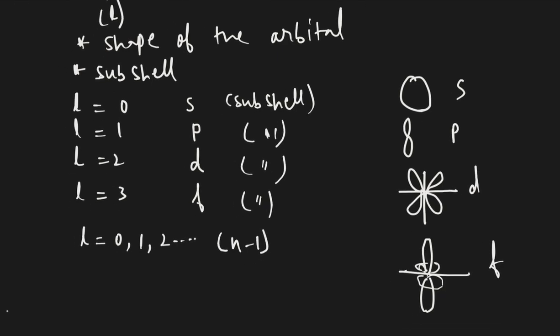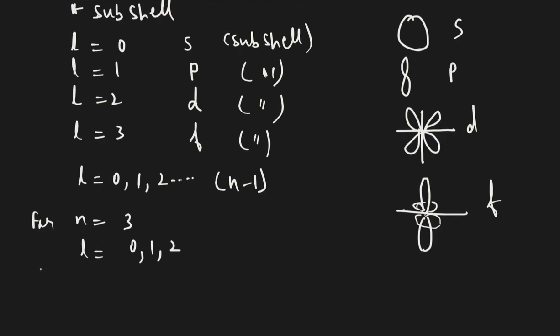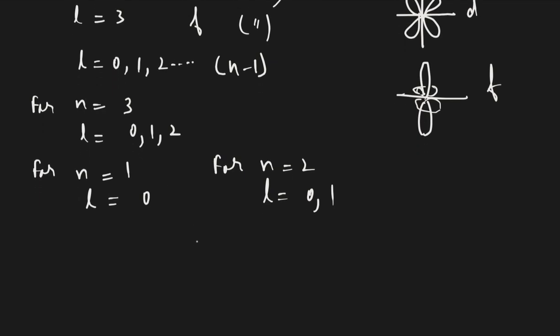For example, if your principal quantum number n is equal to, let's say, 3, l would be 0, 1 and 2. For n equal to 1, l would be only 0. For n equal to 2, sorry, l would be 0 and 1. So with the help of n, you can easily find out the azimuthal or angular momentum quantum number. Alright, I hope this is clear.